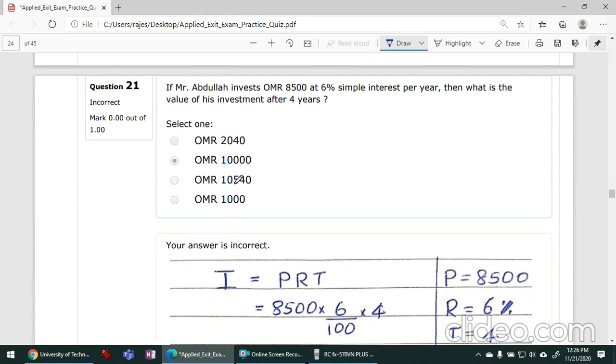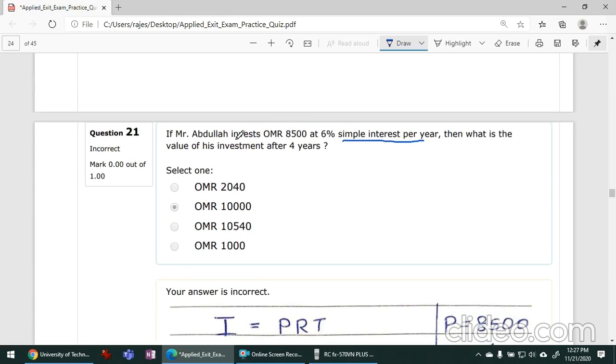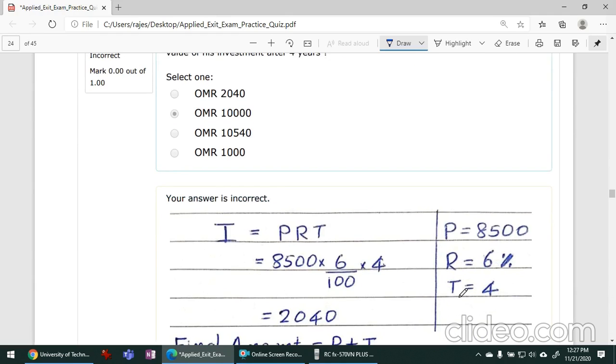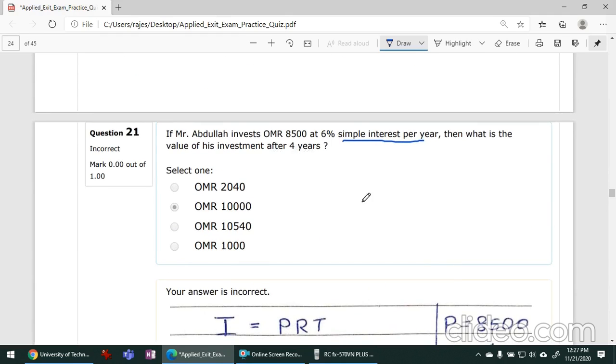Okay, this is question number 21. Mr. Abdullah invests OMR 8,500 at 6% simple interest per year. Then what is the value of his investment after 4 years? So you have to find the letters in the formula. Simple interest rule is I equals PRT. What is P? The amount that he deposited in the bank, 8,500. What is the interest rate? 6%. So R equals 6%, 6% is 6 by 100. What is T? Time. What is the investment after 4 years? So T equals 4 years.